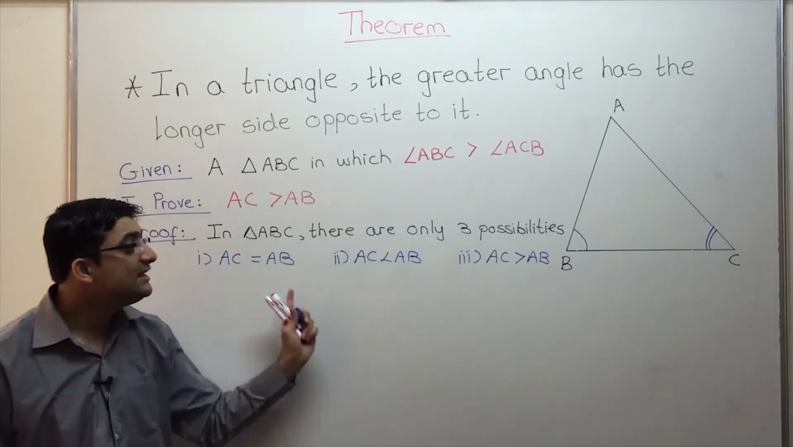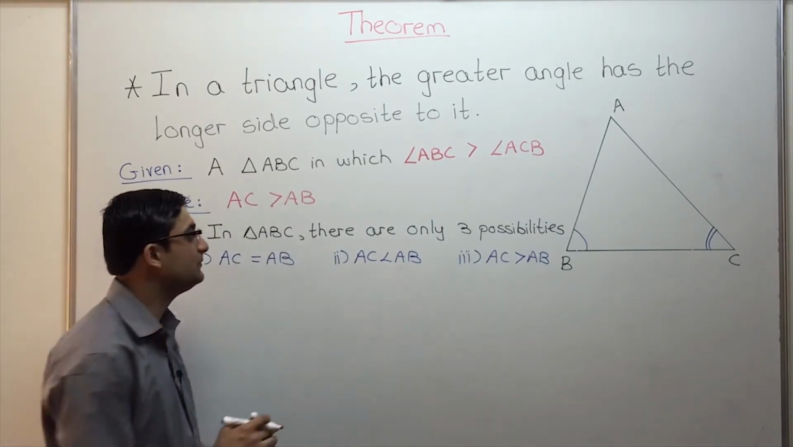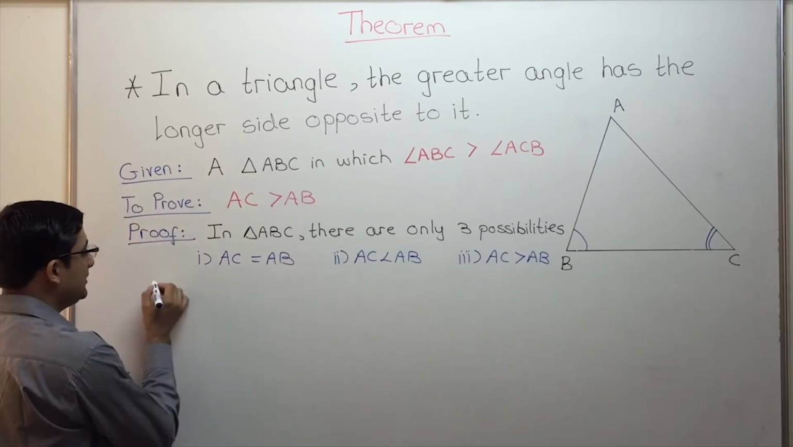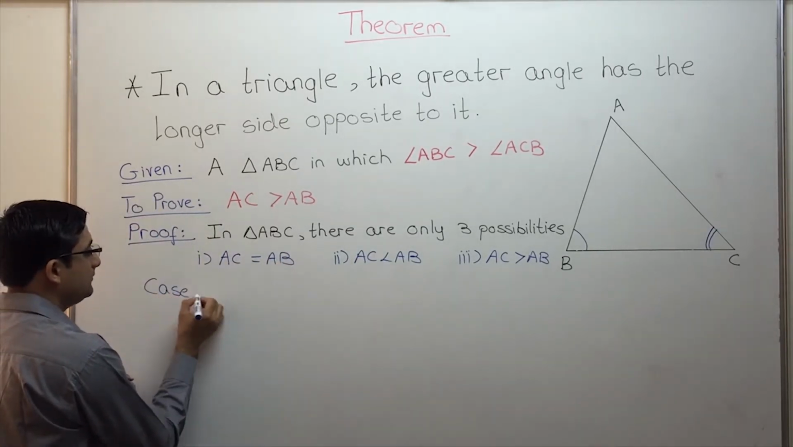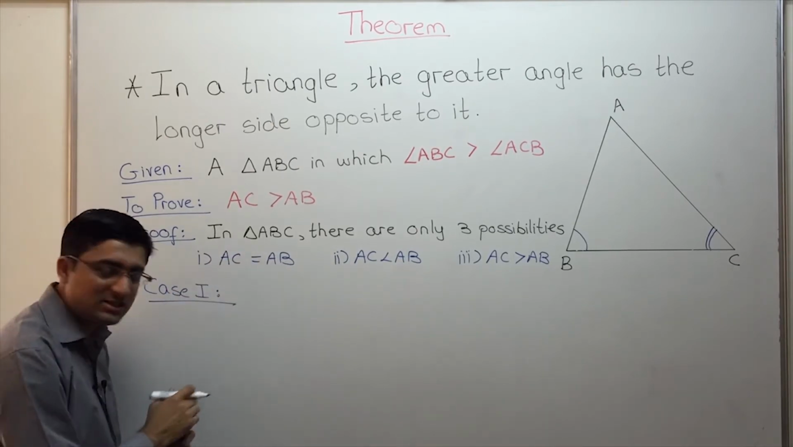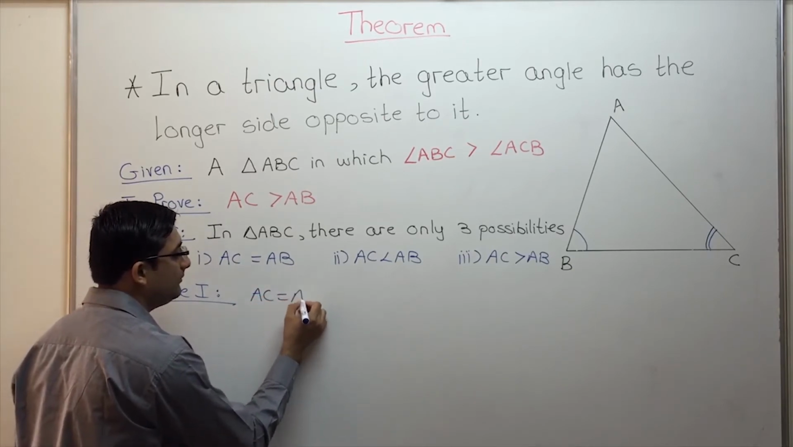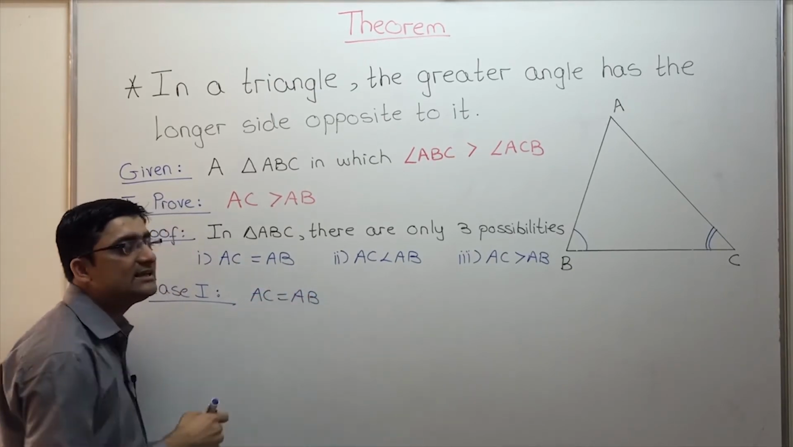So we're going to explore each of these possibilities one by one, and we're going to see which one of these is true. Right? So let's explore them one by one. So I'll take case 1. So case 1 is what? AC is equal to AB. So in case 1 we have AC is equal to AB. Now what happens when AC is equal to AB?